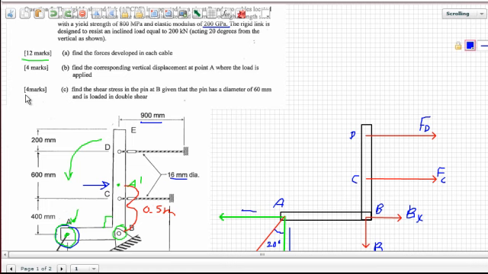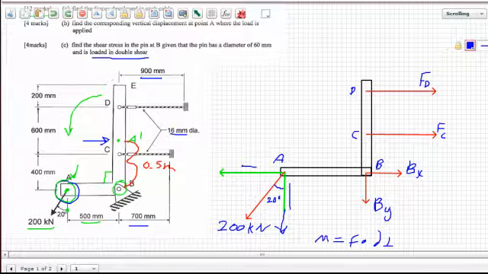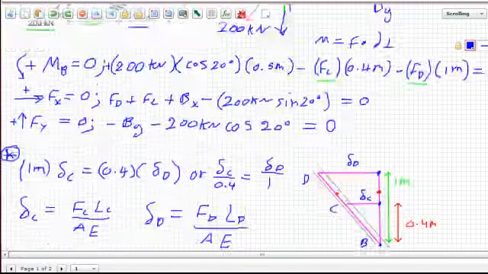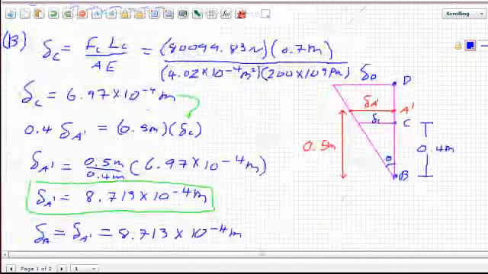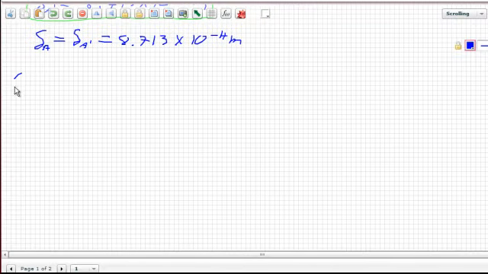Part C says, find the shear stress in the pin at point B, given that the pin has a diameter of 60 millimeters and is located in double shear. Now, what does double shear mean? So the first thing they actually want us to find out is the shear stress. So for that we're gonna need to use the formula tau is equal to V over A, in which V is the shear force and A is the cross-sectional area of the pin.